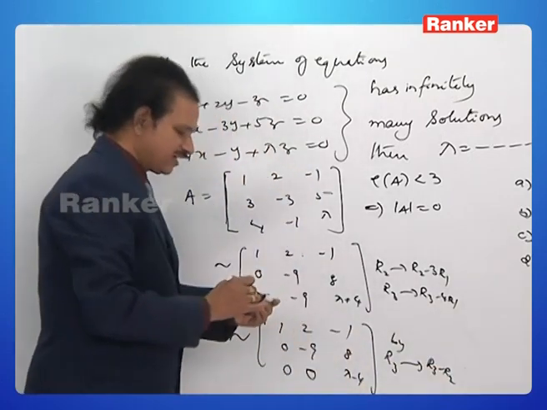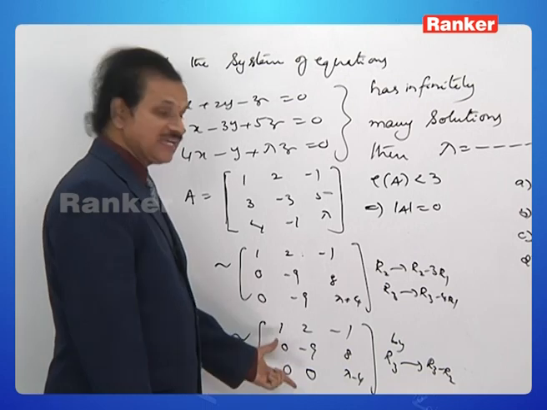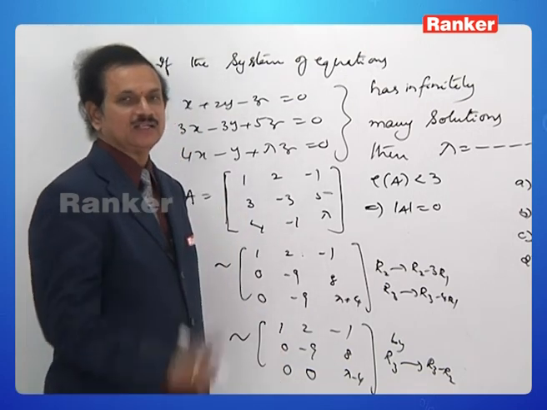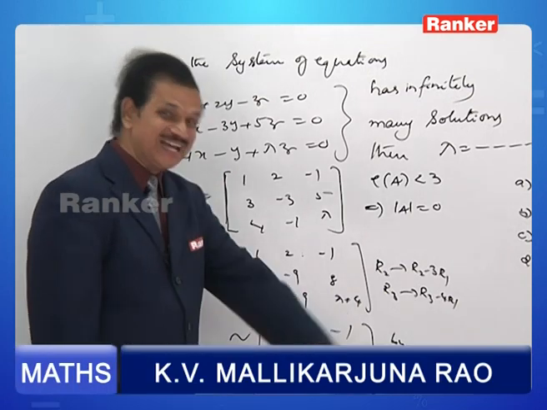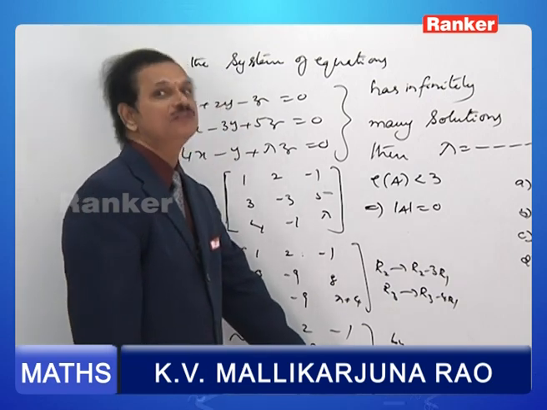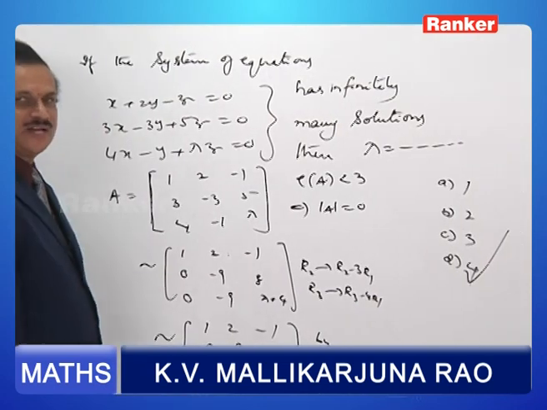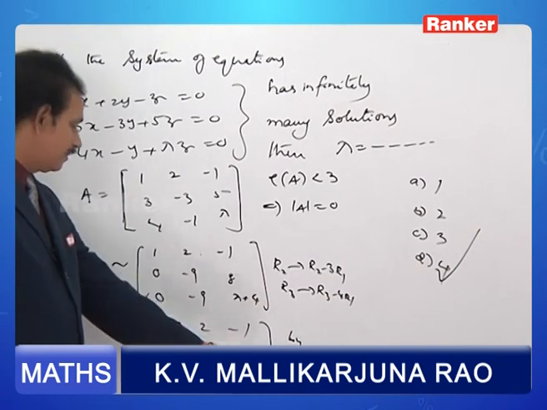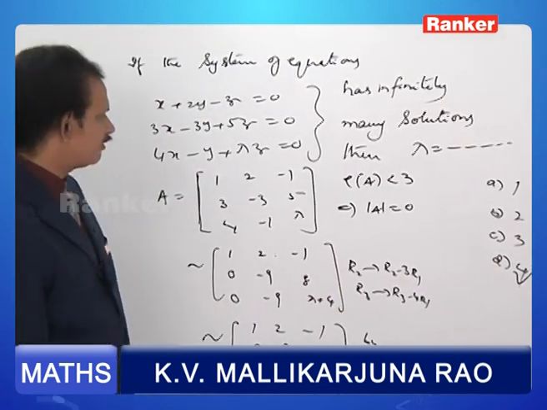At this juncture, we use our thinking capacity. See, rank is 2 or less than 3, he is saying. That happens when and only when number of non-zero rows is less than 3. So this must be a 0 row. For that, lambda minus 4 must be 0. So lambda is equal to 4. This is one way, and the other way is det A is equal to 0. Lambda minus 4 into 1 into minus 9 is 0. Lambda is 4. Whatever you like.